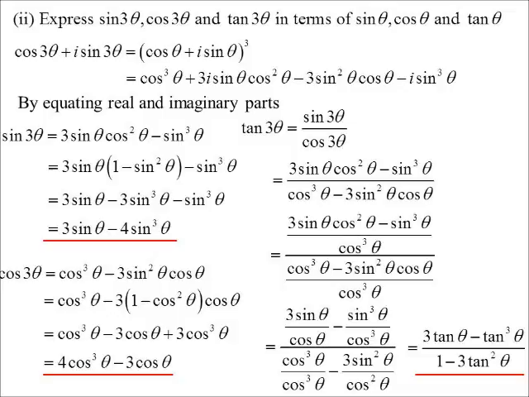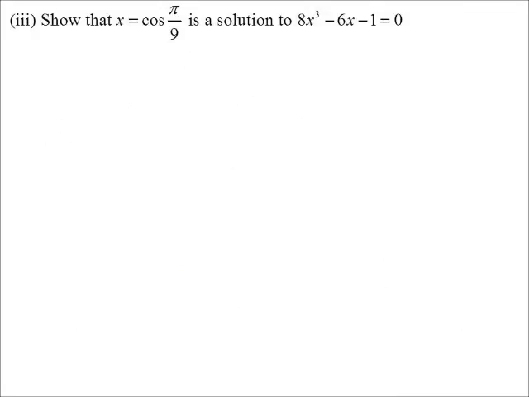So hopefully I didn't set you ones with too big a power at this stage. All right, let's look at this next example. Show that x equals the cosine of pi on 9 is a solution to this particular equation.